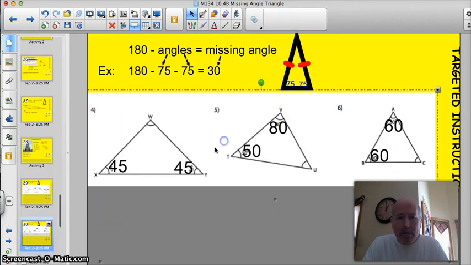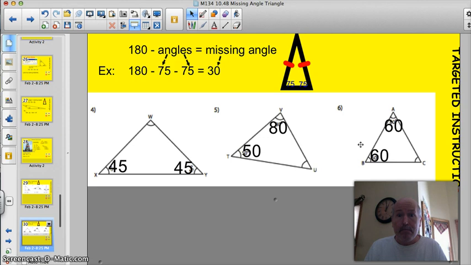Let's try 3 more. Go ahead and pause the video and do these 3. Go ahead. I'm back. All right. This one here, they didn't mark it as a right angle, but they gave us this as a 45-degree angle, and this is a 45-degree angle. So we know that this one has to be 90 degrees.